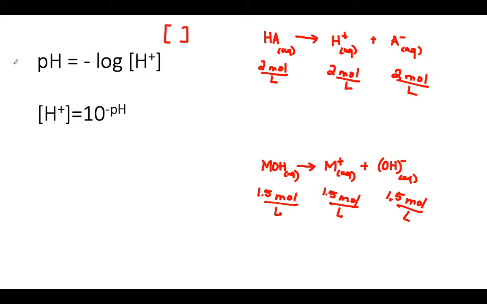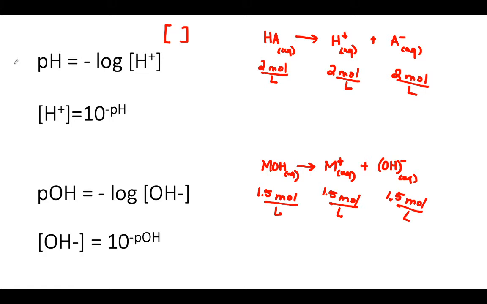Now, how does this relate to pOH? In pOH, you are measuring the hydroxide ions. So because of that, the formula for pOH is negative log of the concentration of OH minus. And in the same way, if I know the pOH, I can find the concentration of the OH minus ions, right? So the concentration of OH minus ions is equal to 10 to the power of negative pOH.